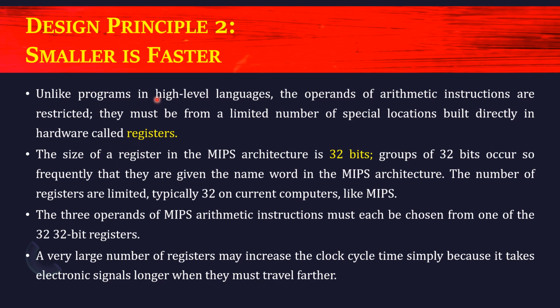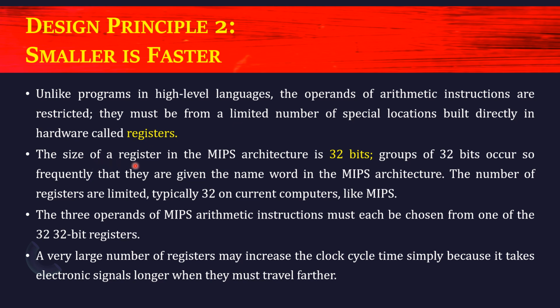Let's look into the second design principle, that is, smaller is faster. Unlike programs in high-level language, the operands of arithmetic instructions are restricted. They must be from a limited number of special locations built directly in hardware called registers. Since we are using registers, it will be very fast. As we know, in the memory hierarchy, the registers are at the top, right? Since we are using registers, they are faster, and we can handle only a limited number of special locations. The instructions should be smaller.